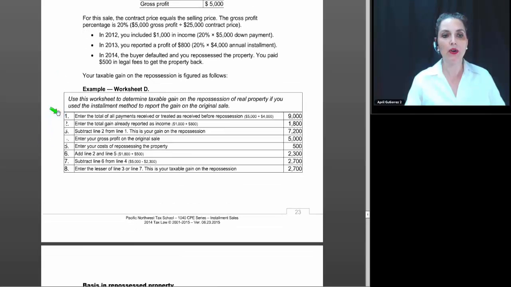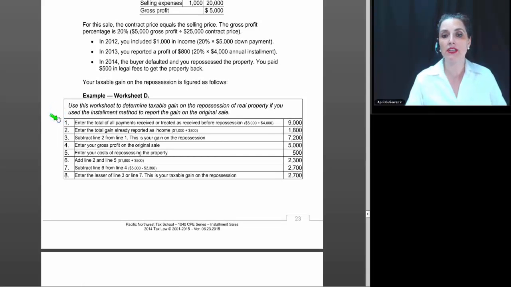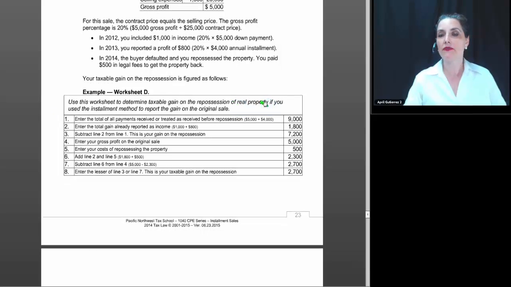We begin on line 1 by entering the total of all payments that were treated as received or actually were received before the repossession. So remember, in the year of sale, there was $5,000 of payments, and then in the year following the year of sale, there was another $4,000 of payments. So total payments received was $9,000.